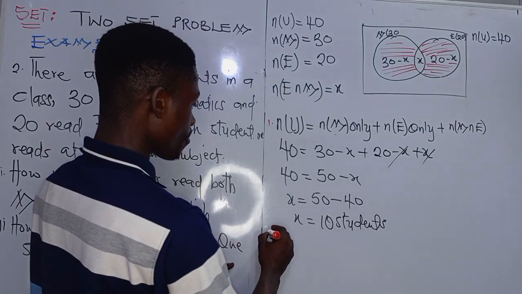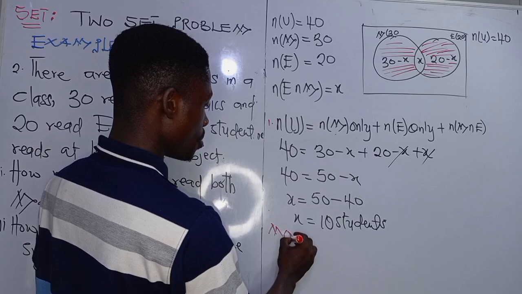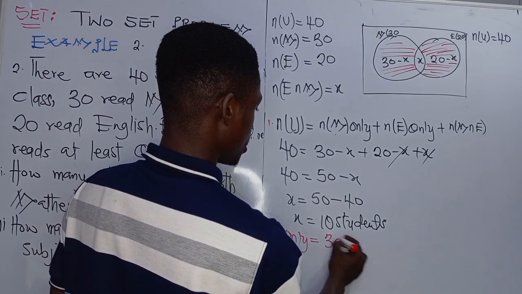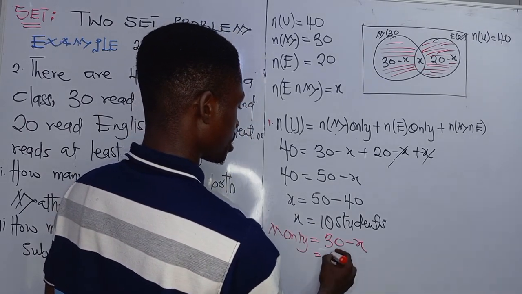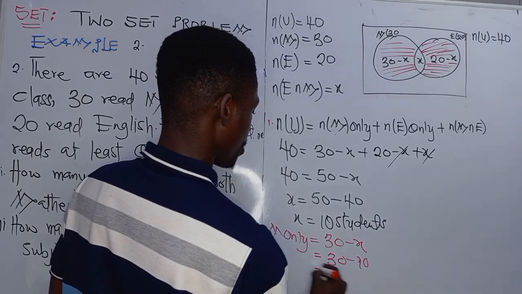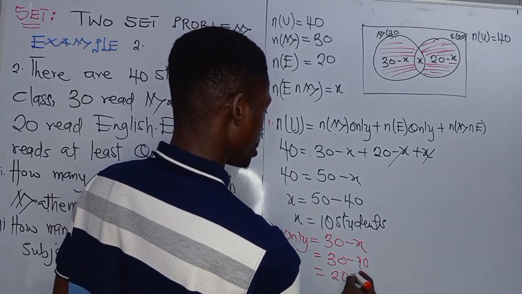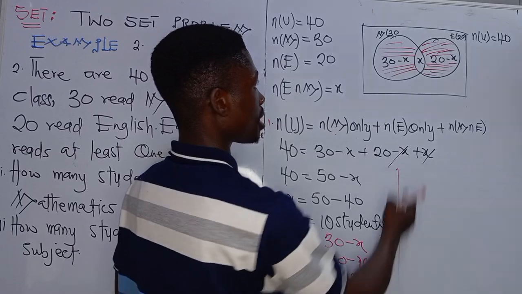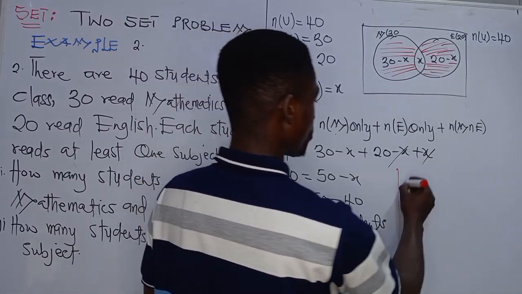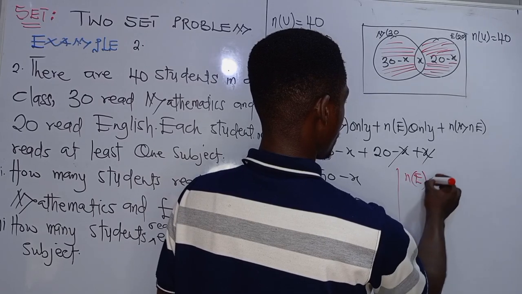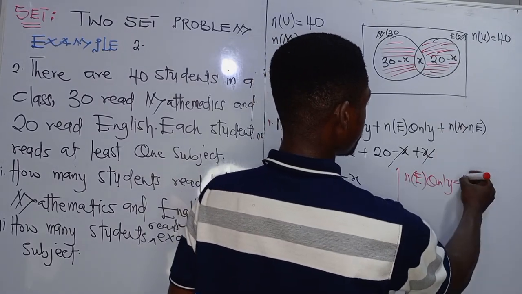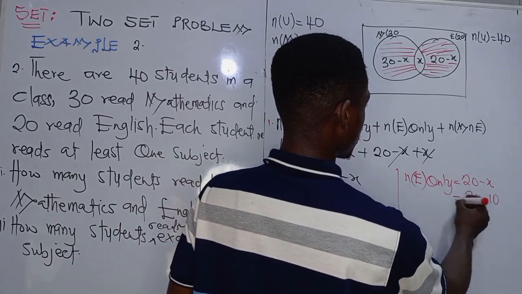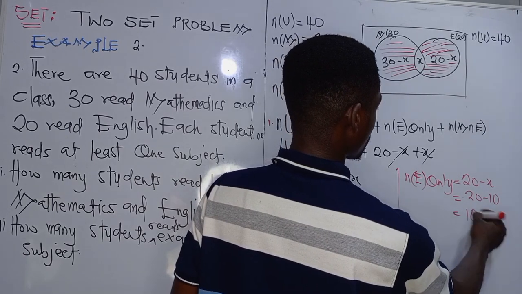So we have M only, that is mathematics only. We have what? 30 minus X, and we know that our X is equal to what? 10. So we have M only to be what? 20 students. Now let's look for the number of students who read only English. So we have English only. We have 20 minus X, and we know that our X is equal to 10, and then we have 20 minus 10, that gives us 10 students.